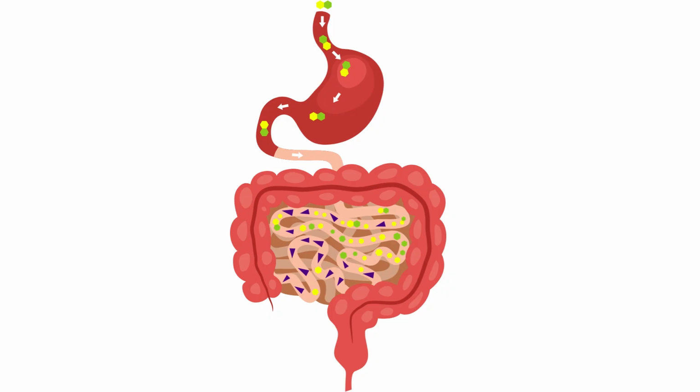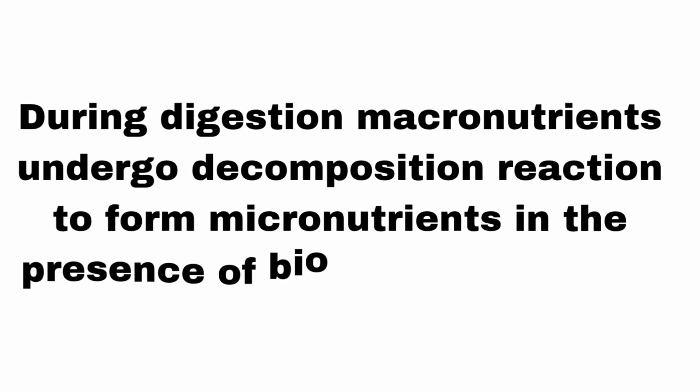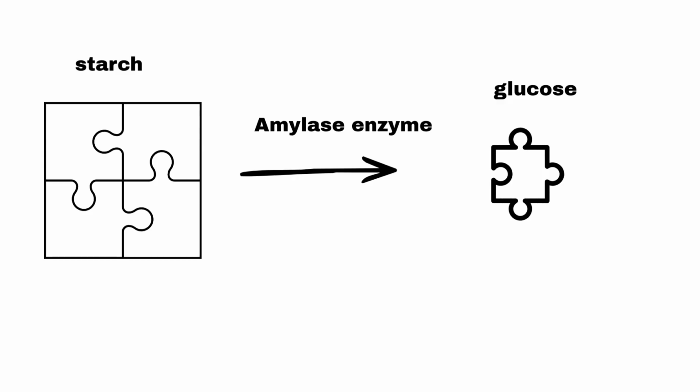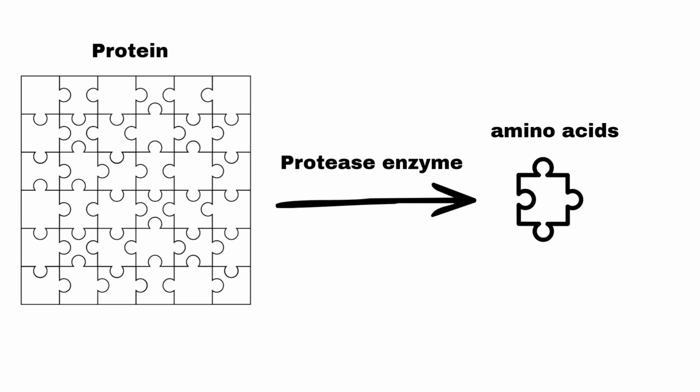We will start with digestion. After eating, food is digested in the mouth, stomach, and intestines. During digestion, macronutrients undergo decomposition reaction in the presence of biological catalysts, called enzymes, being broken down into micronutrients. Examples are starch into glucose and protein into amino acids.